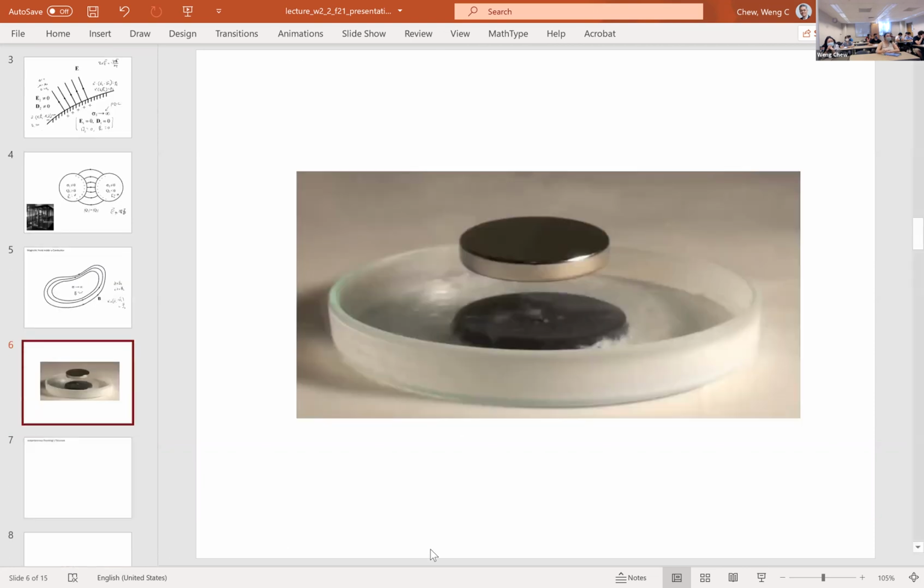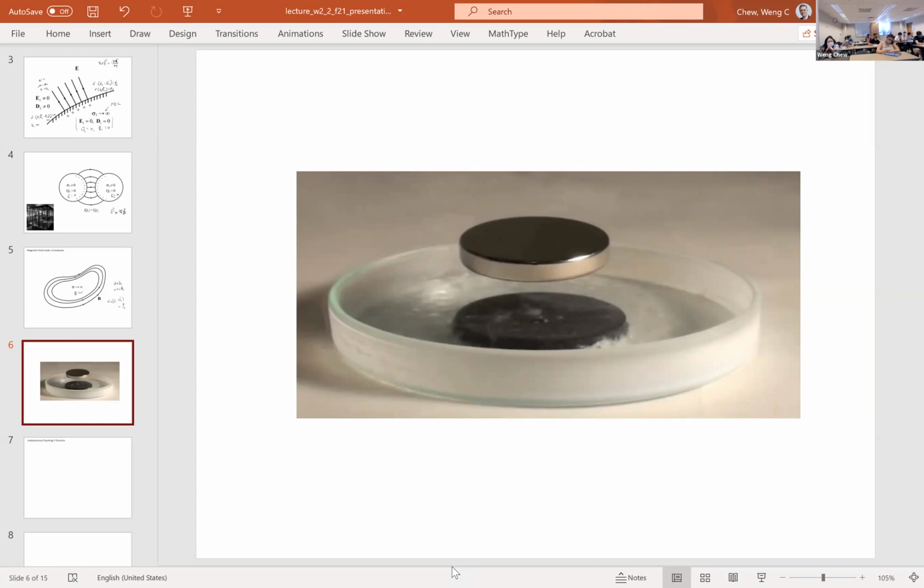Okay. So this gives you the interesting physics of magnetic levitation. Okay, magnetic levitation. And you probably have seen this if you have been to some museum of science. The last time I saw this was in the Museum of Science in Boston. I don't know if they have this in Chicago.